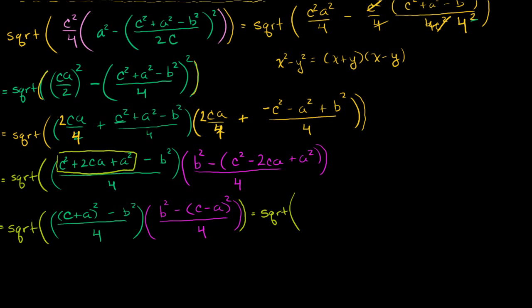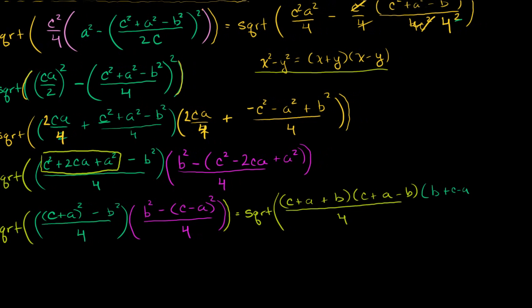This will factor into this plus this. So c plus a plus b times c plus a minus b, right? It's this exact same pattern that I did over here. This is x squared, this is y squared. So times c plus a minus b, all of that over 4. And then we have this one. This is going to be b plus c minus a.